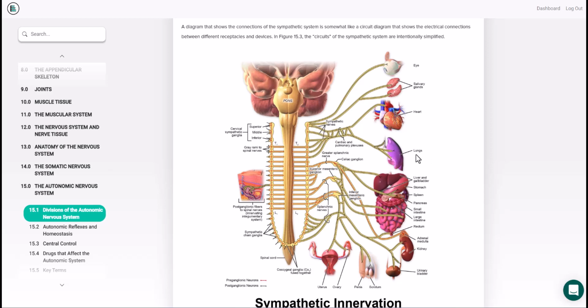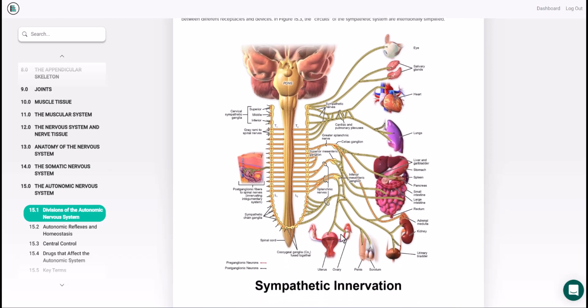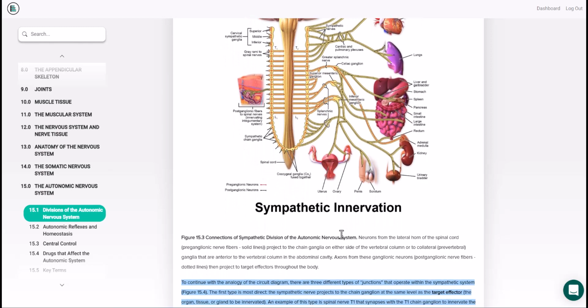What happens in the ganglion is, remember, the ganglion is a cluster of cell bodies. And at the ganglion, that is where you have synapses. So that's where one neuron speaks to another neuron. So that is sympathetic.